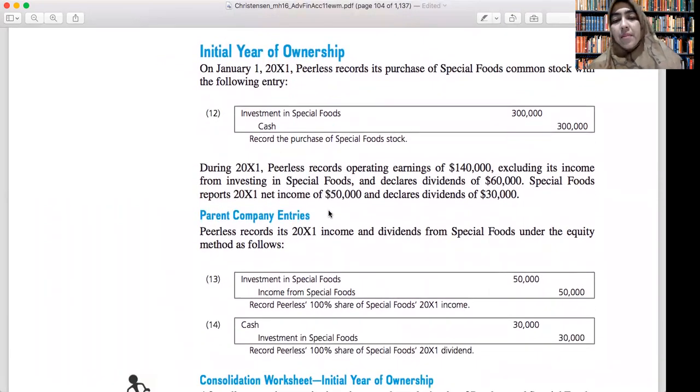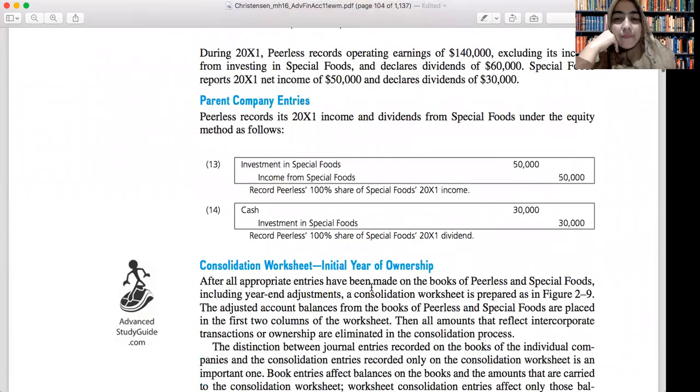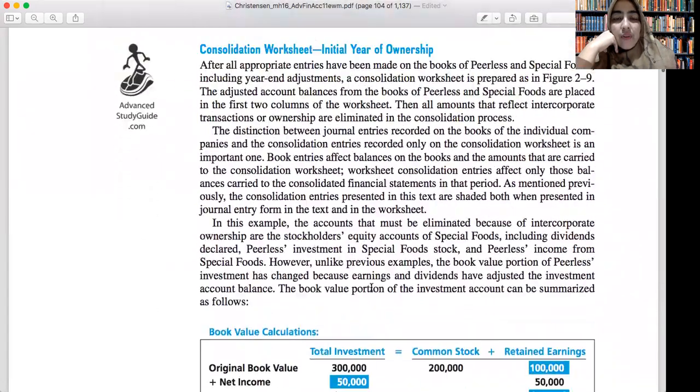So in the parent's entries, Special Fruit has net income of around 50,000. Because it acquired 100% ownership of Special Fruit, it will record an increase in investment in Special Fruit of around 50,000, and income from Special Fruit of around 50,000 also. The cash received from the dividend declared will reflect a decrease in the investment in Special Fruit. And this is the initial year of ownership.